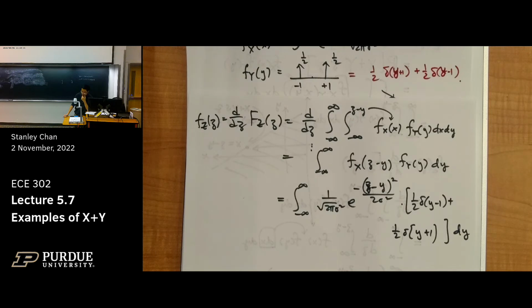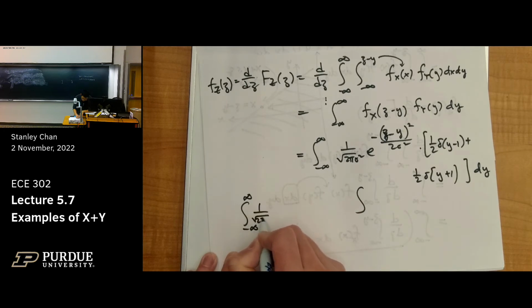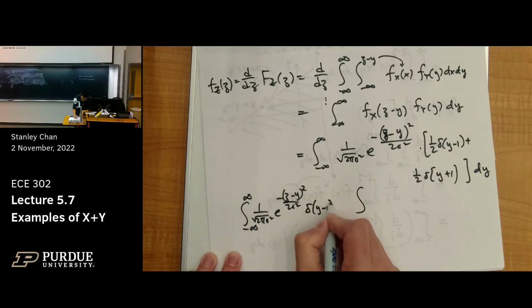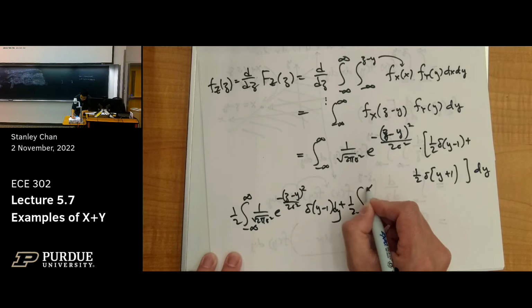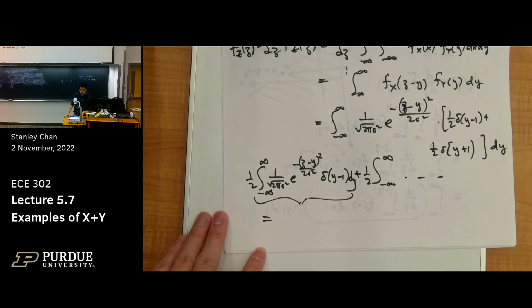So what should we do here? You have an integral that involves a Gaussian, and then you have a delta. What should we do here? Let's do them one by one. You have two integrals. Integration 1, integration 2, from minus infinity to infinity, 1 over root 2 pi sigma square, e to the minus (z minus y) squared divided by 2 sigma square, delta of y minus 1 dy. That's a 1/2. There's another 1/2. I will do the rest later on. Just look at this integral. What is this integral?